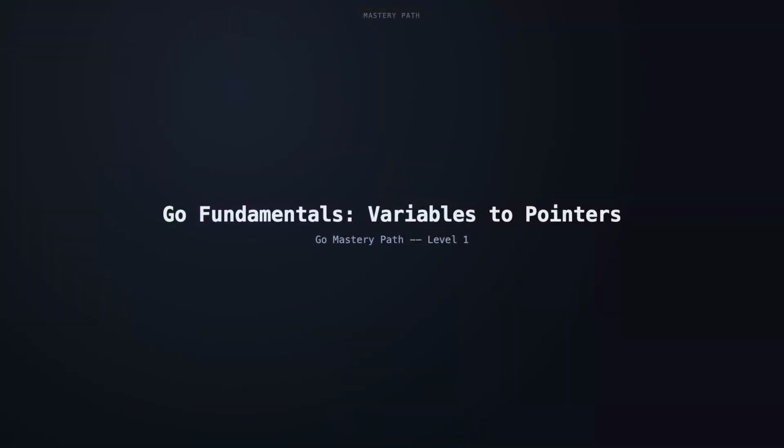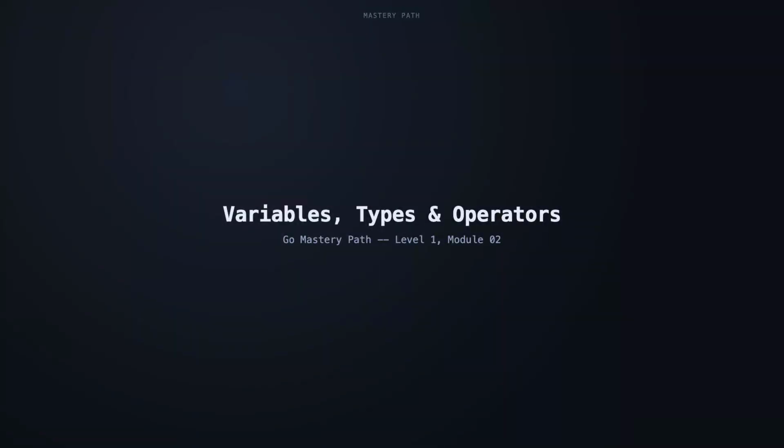Go is a language built for clarity, one way to do most things, and a compiler that refuses to let ambiguity slide. In this video we'll walk through 6 core lessons from Level 1 of the Go Mastery Path: variables and types, control flow, functions, collections, structs, and pointers. By the end you'll see how these pieces click together into real, idiomatic Go code. Let's start with how Go stores data.